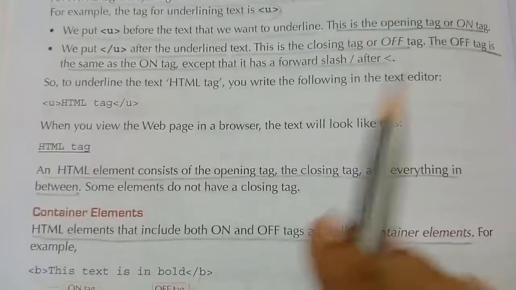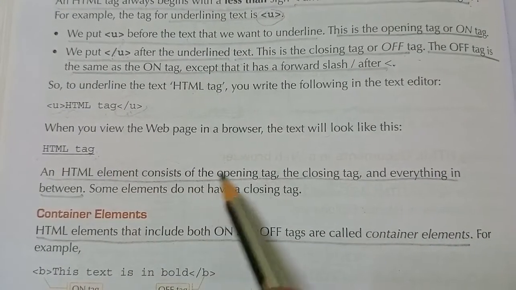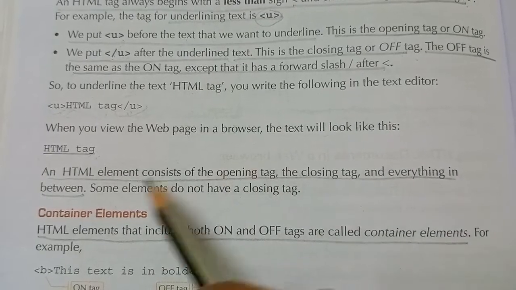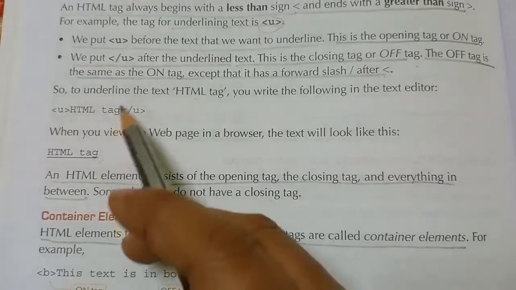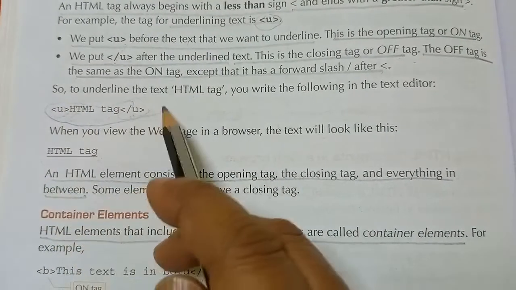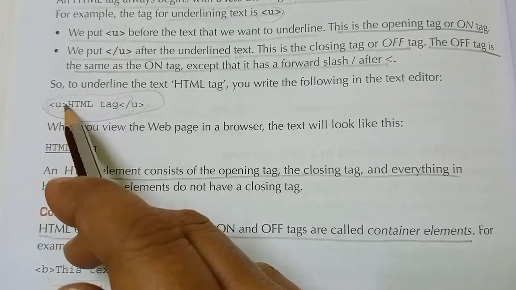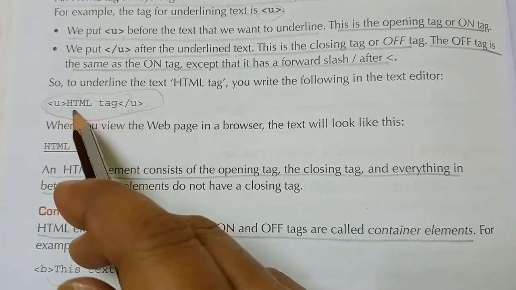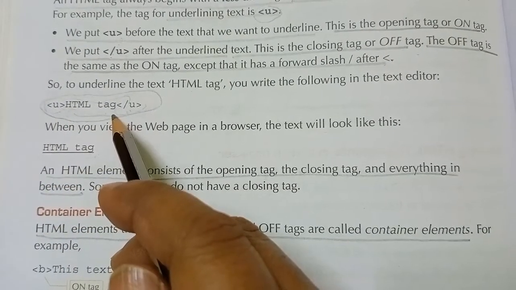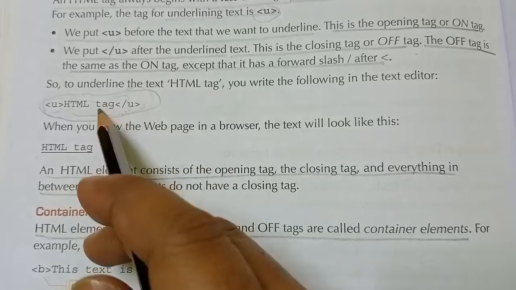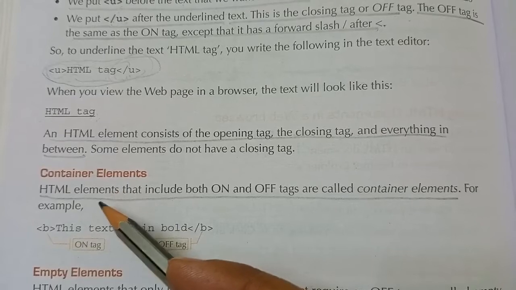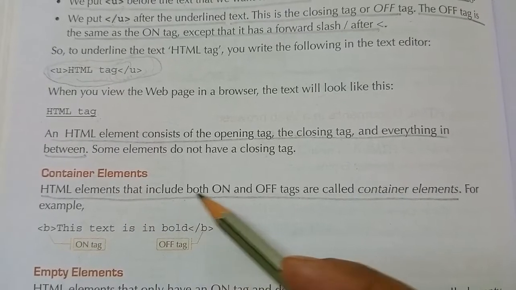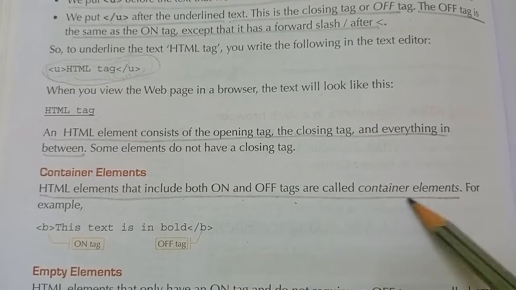Understood now? Now an HTML element consists of the opening tag, closing tag, and everything in between. So this is called the HTML element. This whole part is known as an HTML element. So an HTML element will have the opening tag, whatever you write in between, and the closing tag. These three parts. Now container elements. What is the meaning of container elements? HTML elements that include both on and off tags are called container elements.